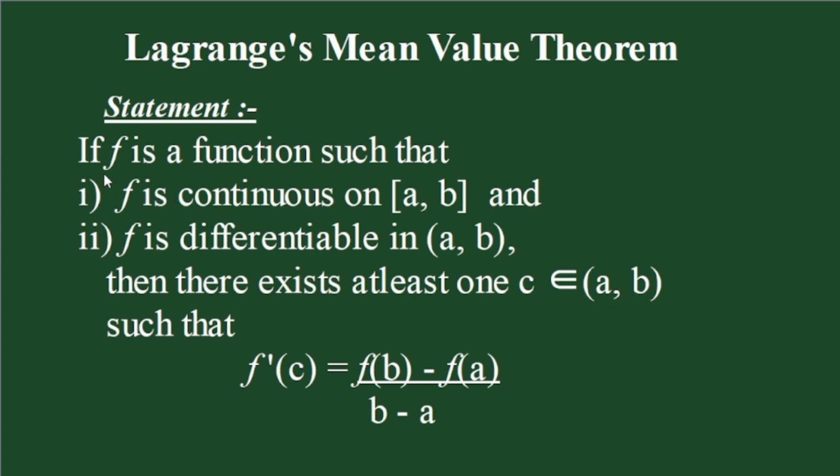The statement is: if f is a function such that f is continuous on the closed interval [a, b], and f is differentiable in the open interval (a, b), then there exists at least one c belonging to the open interval (a, b) such that f'(c) is equal to (f(b) minus f(a)) by (b minus a). So satisfying this condition, you can find a c that can satisfy this condition. That is the essence of Lagrange's mean value theorem.